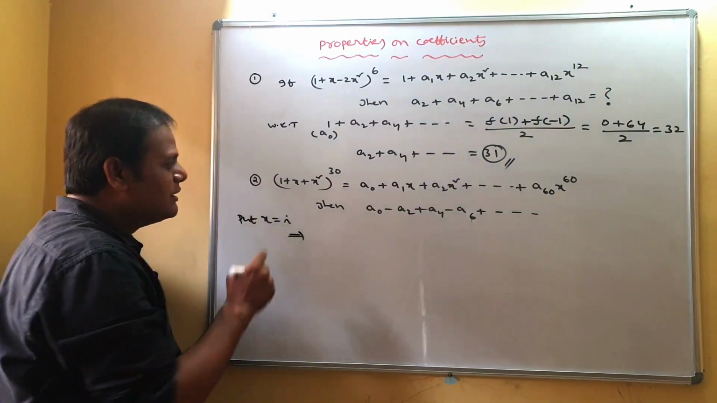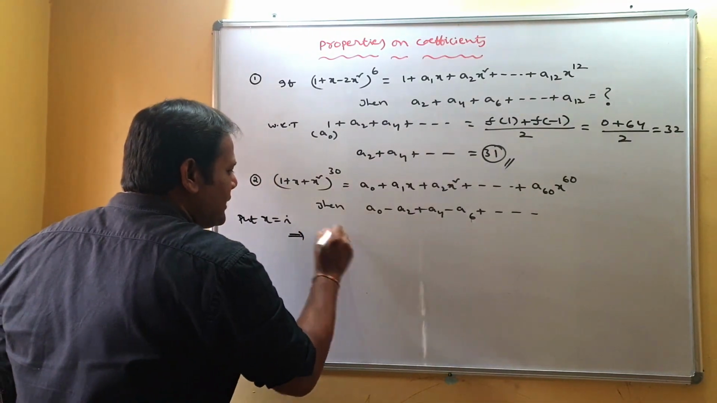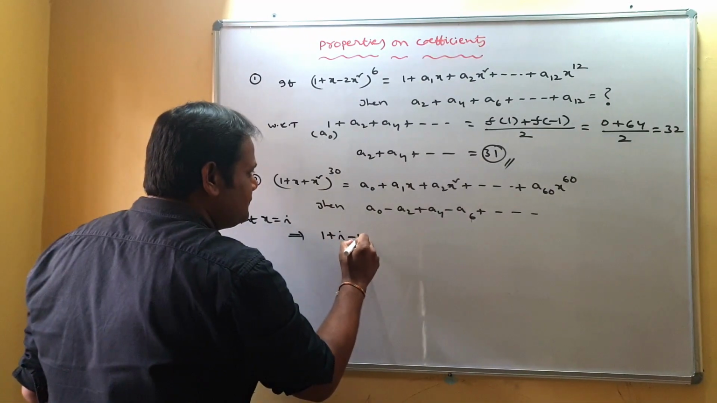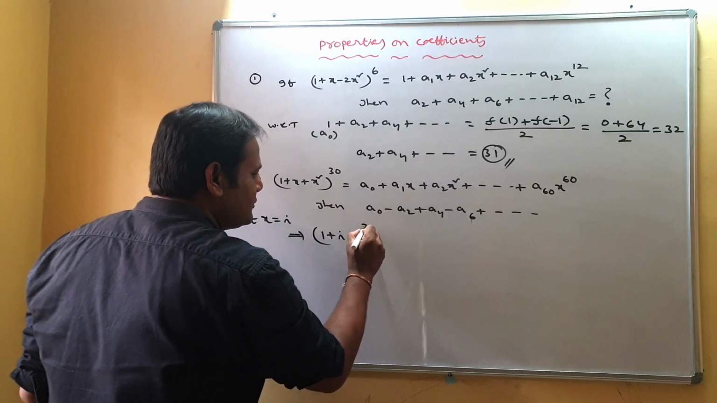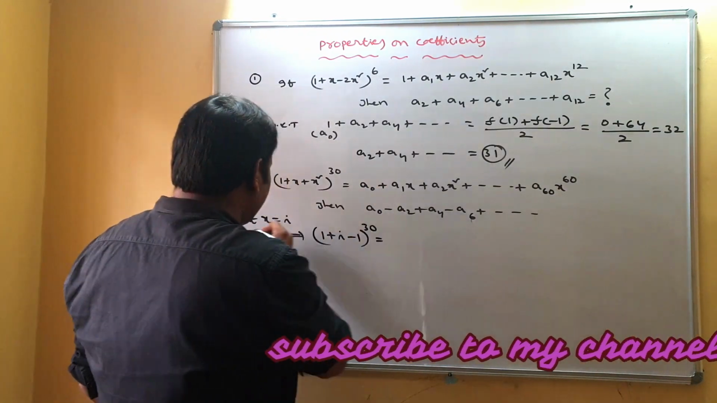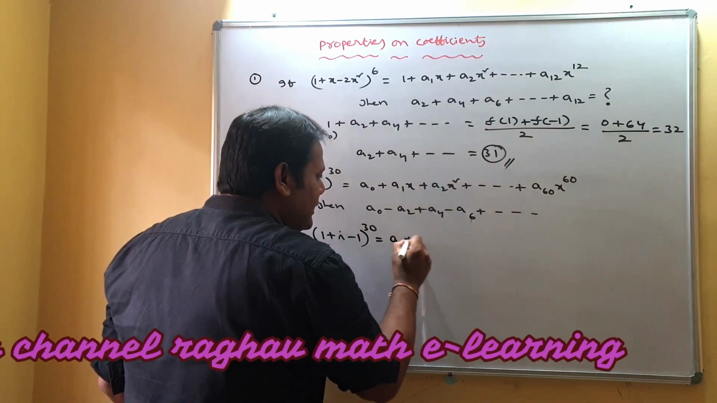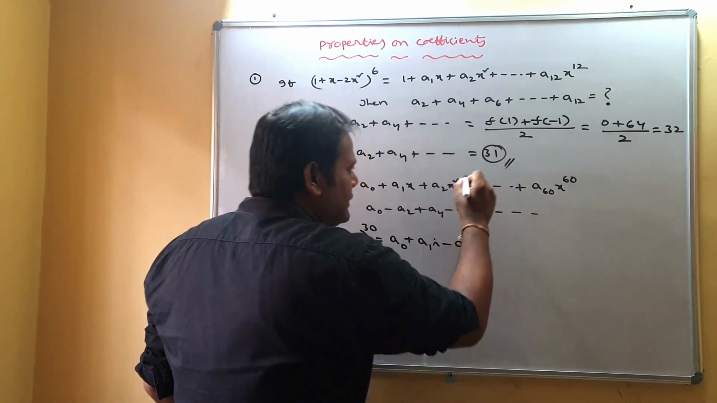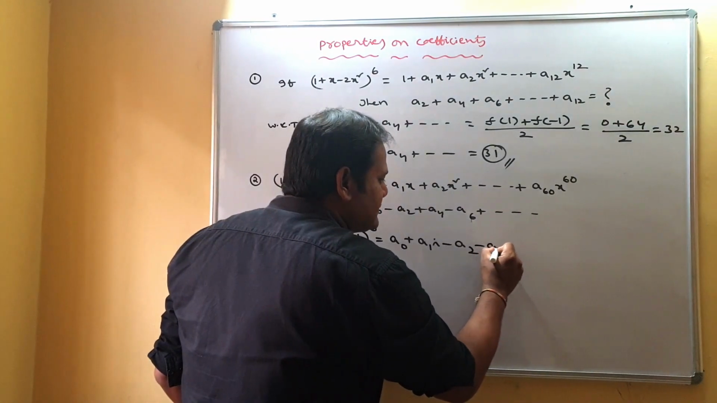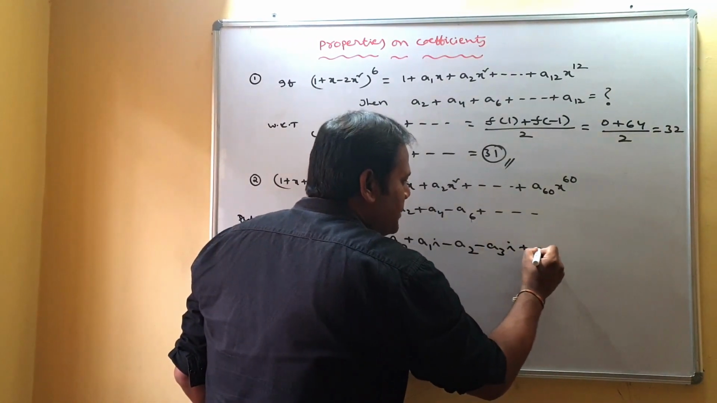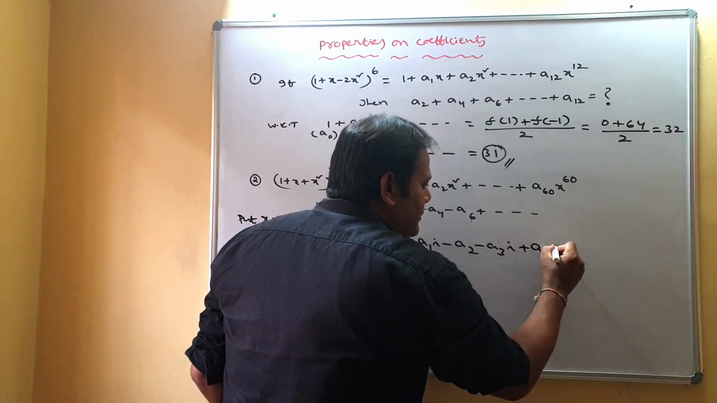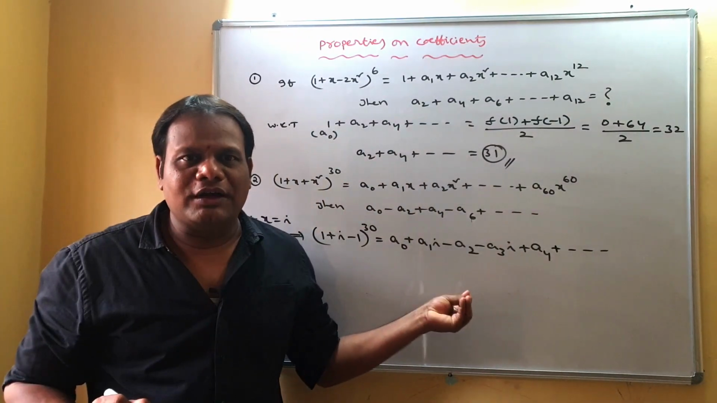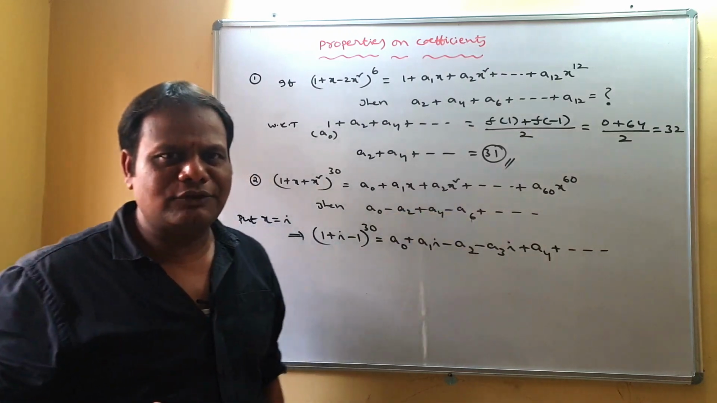What do we get? You see, 1 plus i squared is minus 1, whole power 30, is equal to, if you take x as i, you get a0 plus a1 i minus a2 minus a3 i cubed, that is minus a3 i, plus a4, and so on. What do we want? We want a0 minus a2 plus a4 and so on.